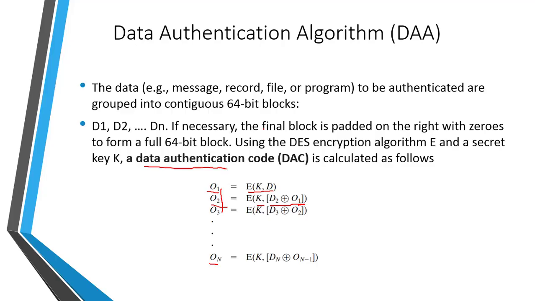Here, if necessary, the final block is padded on the right with zeros to form a 64-bit block. Here we are using the DES encryption algorithm E and a secret key, and the data authentication code is calculated.